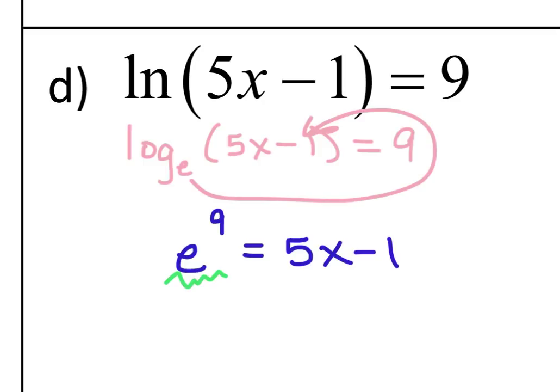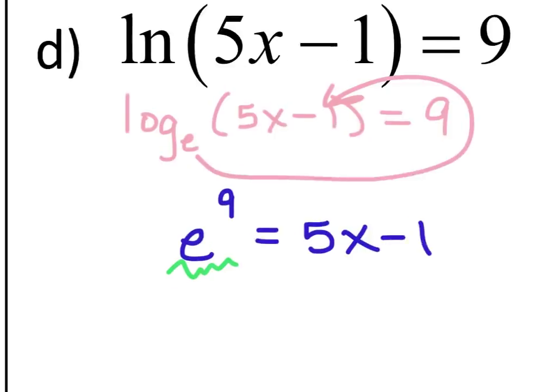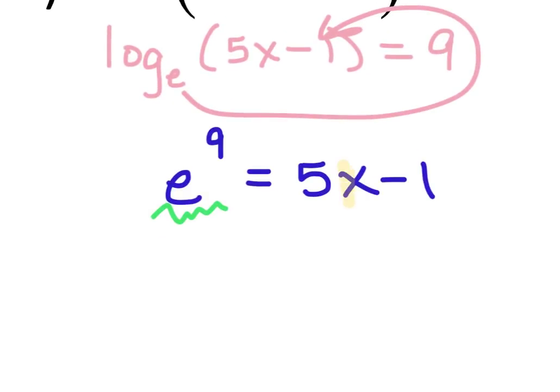E is a number, 9 is a number, a number to a number power. It's an ugly decimal, big, huge, awful number, but it's still a number. And so if I want to isolate the x in this equation, which is really what we're doing when we're solving an equation, getting x by itself, then at some point I'm going to have to add 1 and divide by 5.